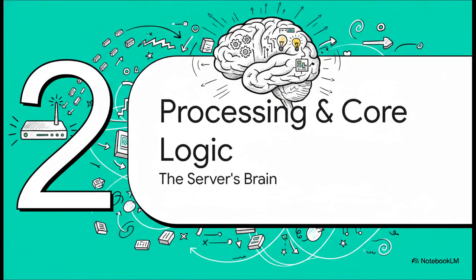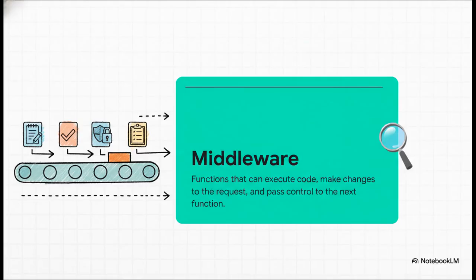Okay, the request has been routed. Now it's entering the core of our application. You can think of this part as the server's brain, where all the real work gets done. And inside that brain, you have middleware. Honestly, the best way to picture this is like an assembly line. Each middleware function is a stop on the line that does one specific job. Maybe it logs the request, or checks if the user is logged in, or validates the data. The request just passes through this chain, one stop at a time, before it gets to its final destination.